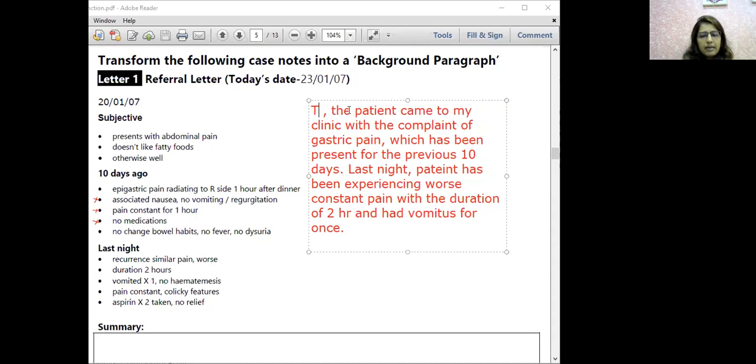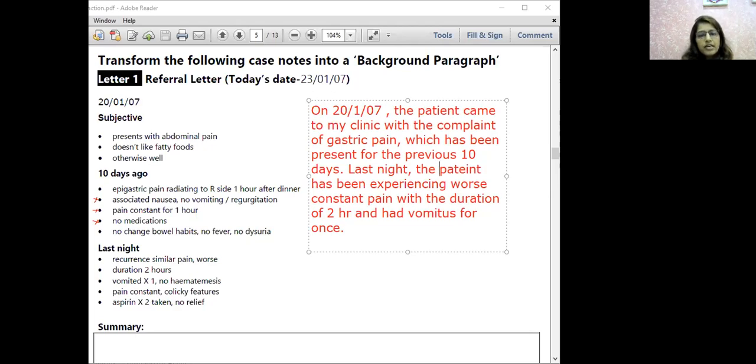Okay. So here you first need to change the timeline, that on 21 2007 the patient came to my clinic. Do not use the patient very often. Instead use he or she. Okay. And here, if you will say has been experiencing worse constant pain, the task says that the pain was for 2 hours. So right now, they probably don't have the pain, but they had an episode of pain which lasted for 2 hours. So this will also be slightly confusing for the target reader, because you are saying has been experiencing worse constant pain with the duration of 2 hours. What does that mean?